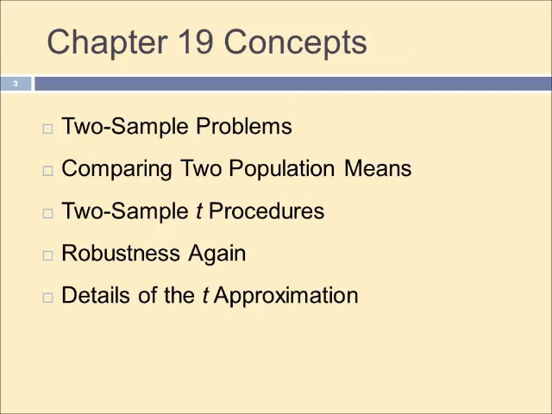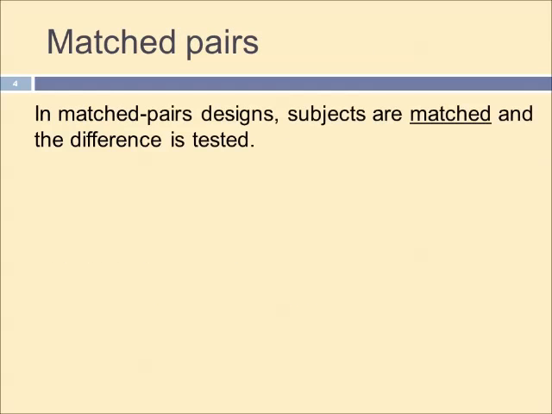In this chapter we'll talk about two-sample problems, comparing two population means, two-sample t procedures. We'll talk about robustness of these procedures again, and some details of the t approximation. In a matched pairs design, subjects are matched and then the difference is tested.